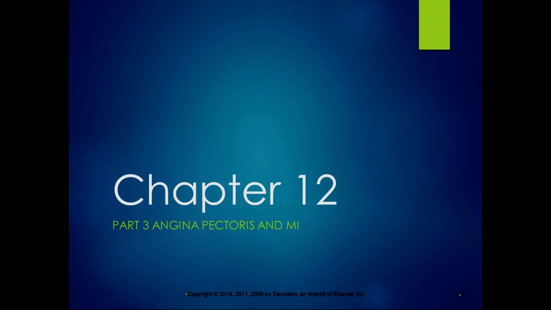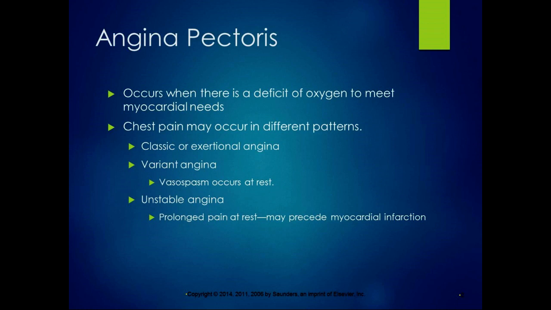All right, so we talked about coronary artery disease in the last section and how it can lead to angina pectoris and MI. So now we're going to talk in a little more detail about angina pectoris and MI. So angina is chest pain. Pectoris, like the pectoralis major muscle, means pain in the chest. It occurs when there is a deficit of oxygen to meet myocardial needs. So there's not enough oxygen getting to the myocardium.